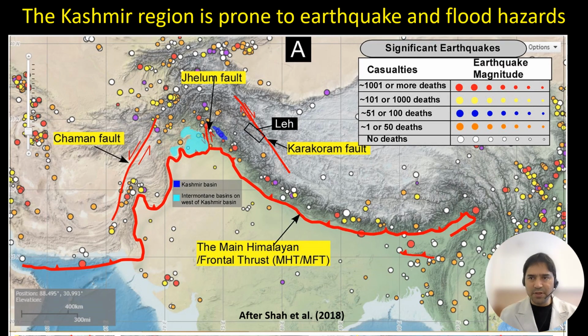Now, in terms of earthquakes and floods, we have two major hazards in most of the collision zones. So in Kashmir, which you can see here in blue, is a basin. It's a very beautiful basin surrounded by mountains, often called the Switzerland of Asia. But with that beauty comes the beast, and the beast is the hazards.